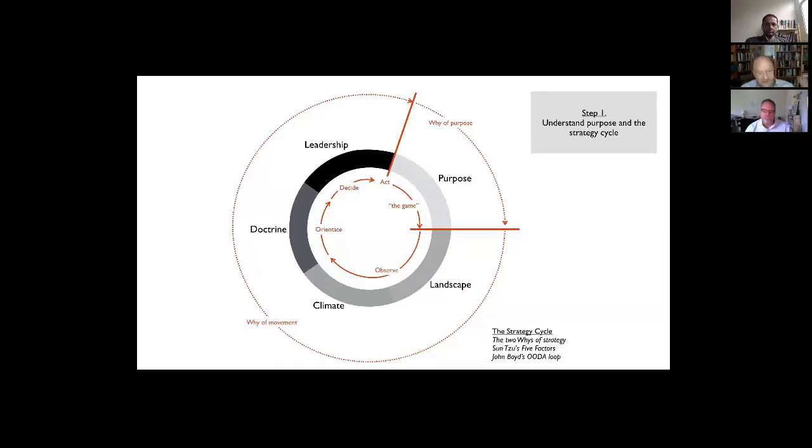Now, a way of understanding that is obviously Sun Tzu's five factors: purpose, landscape, climate, doctrine, leadership. That's in the middle of the circle. But I also like Boyd's OODA loop. So you've got the game, then you're about observing the environment. That's landscape and climatic patterns, which you can use for anticipation. Then you're orientating yourself around it, which is doctrine. And then you're making some sort of decision to act. And that, of course, will influence your purpose.